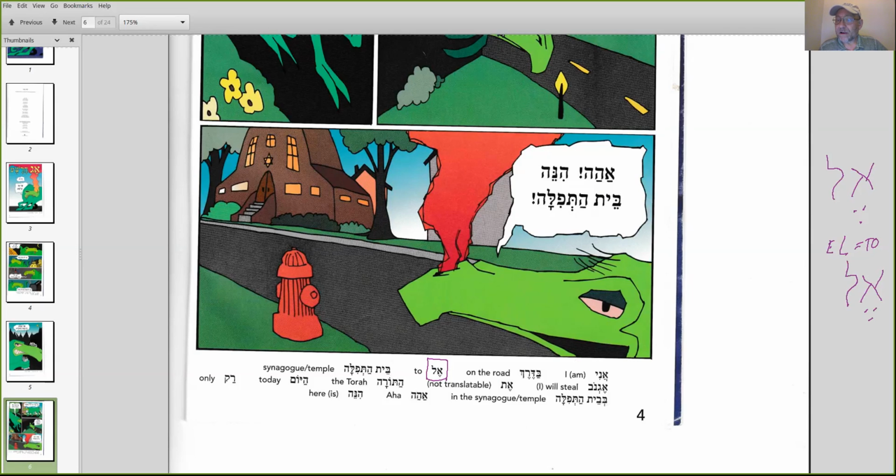El. Now remember, this is different from El, which means mighty one. So don't get this confused with a completely different word. El, which means the mighty one, or it's an abbreviated form of God. Okay, so that's not what we're writing here. We are using segol. Notice segol under el, meaning to.